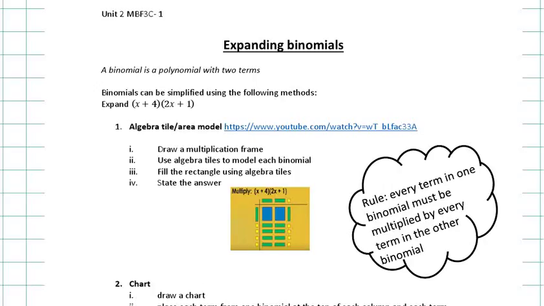Okay? So, a binomial is a polynomial with 2 terms. We talked about this previously. Okay? Binomial has 2 terms. So if you have, let's say, x plus 3, right? That's a binomial. Okay? Because it has 2 terms. Right? 2x minus 7. That's a binomial.